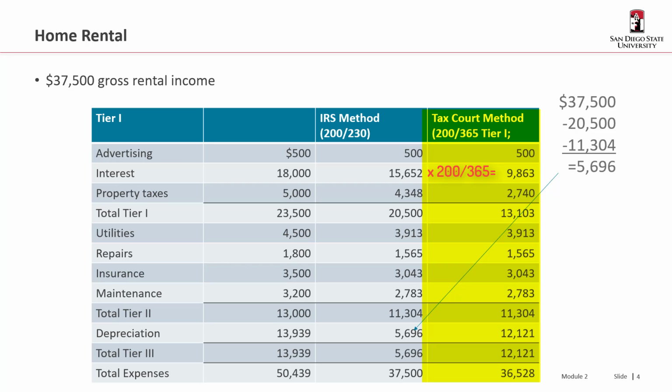I get total Tier 1 of 13,103. You can see that that amount is substantially lower, right? So at first it had 20,500. Now I have only 13,103. Well, who on earth ever wants to deduct less expense? Well, remember, no one's deducting less expense because Tier 1 is eligible for an itemized deduction. So there's a pretty good chance that the increment between 20,500 and 13,103 is now being taken as an itemized deduction. Okay, now I do Tier 2.